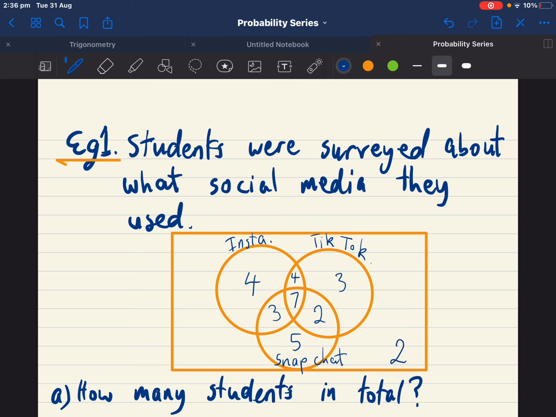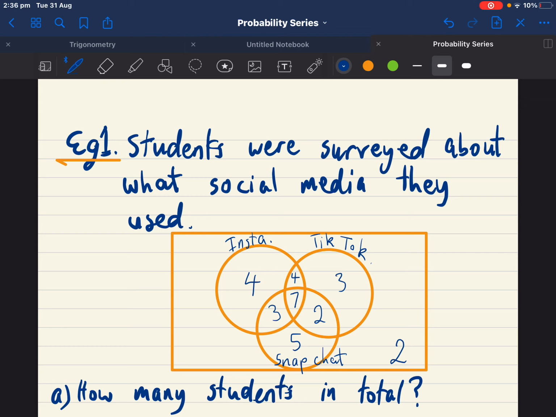Now these circles are what can be referred to as sets. If you look at the Instagram set, or the Insta, that's the top left one, every single kid that uses Instagram is contained within that circle. So that's the Instagram set of data. And of course, TikTok, it has its own circle. That's a set of data as well. If a student uses TikTok, they're in that TikTok circle, and likewise with Snapchat.